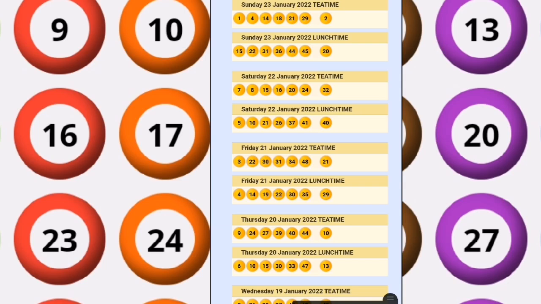All right guys, so now I have the code for today. But before that, I'm going to say congratulations from the last draw, the last prediction that I gave to you guys. As you can see, from the bankers I gave to you guys last, we have 32, which is the bonus, 32, 7 and 8.